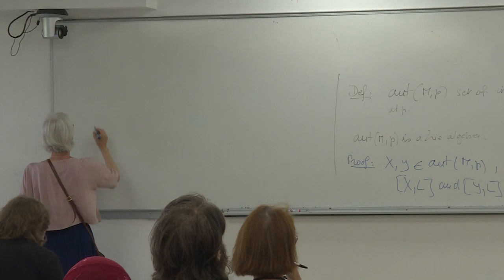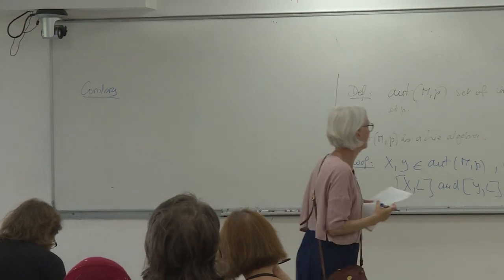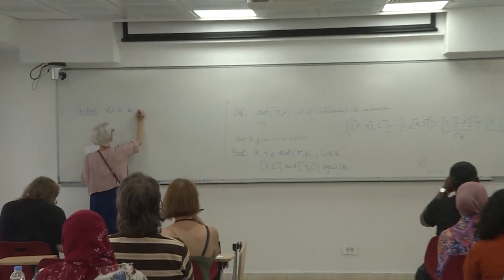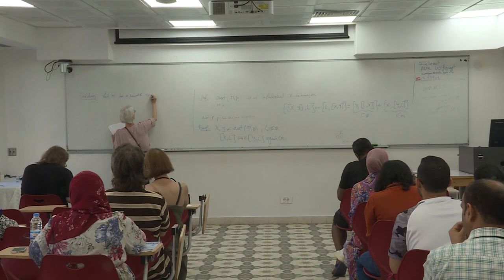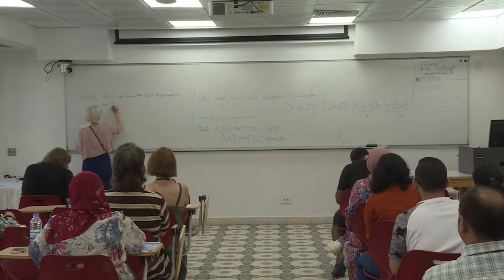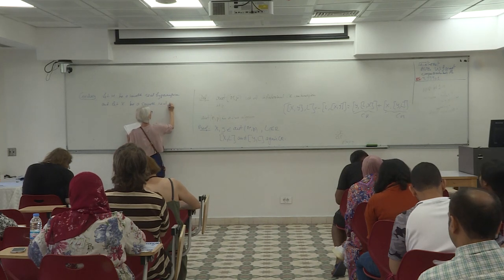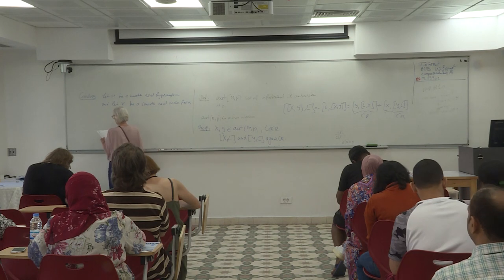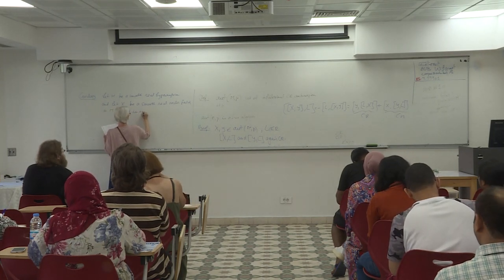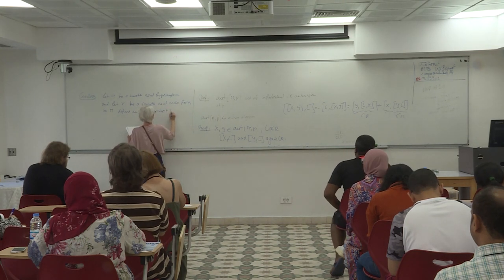Okay, now a better characterization of that. Now, a corollary of that. How can you recognize when X is in Aut M at P? So the corollary is the following. Let M always be a smooth real hypersurface and let X be a smooth real vector field on M defined in an open subset U in M.